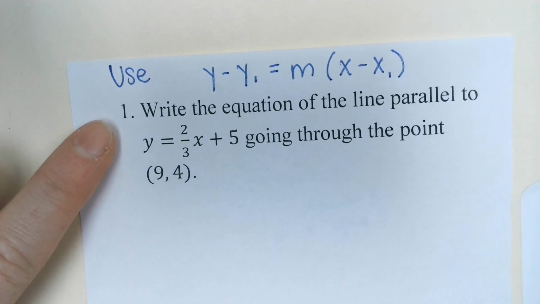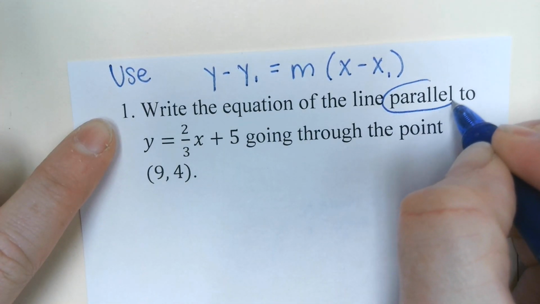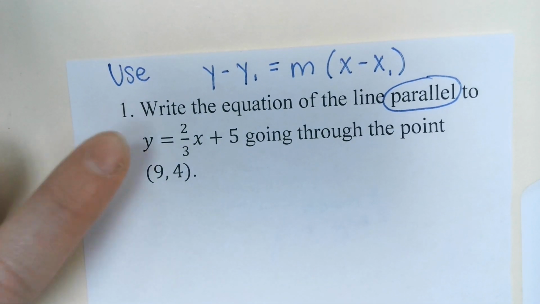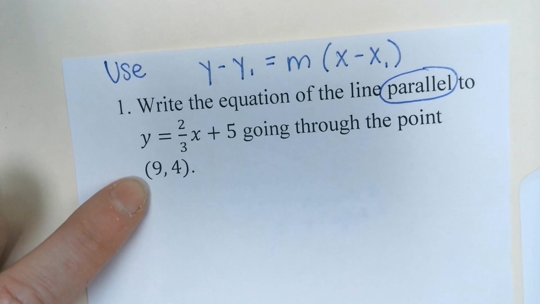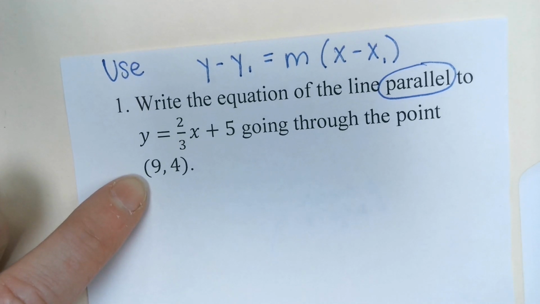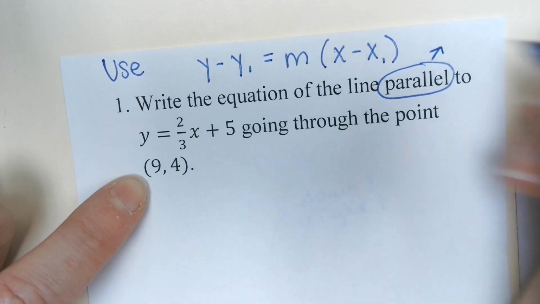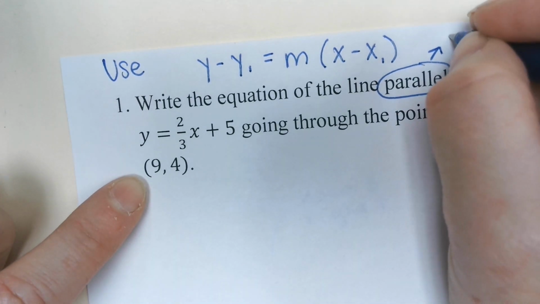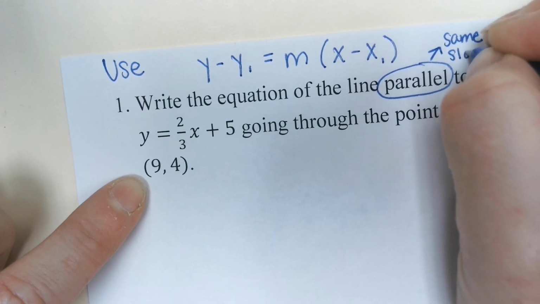So the problem says write the equation of the line parallel, so circle the word parallel, to y equals 2/3 x plus 5 going through point 9, 4. So if it's parallel, what does that mean? What do they have the same of? They have the same slope.